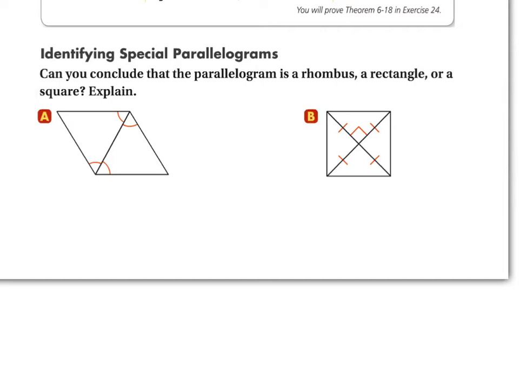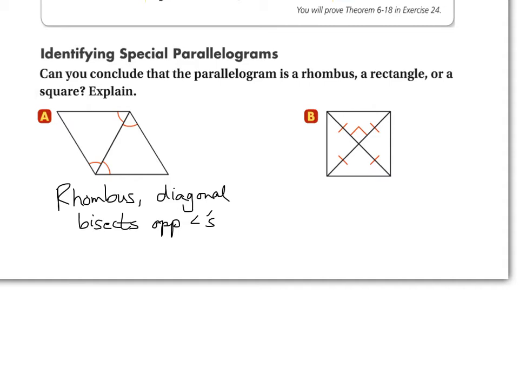So this first one, letter A, does happen to be a rhombus. What is the reason? It's because the one diagonal bisects the opposite angles. This diagonal right here bisects this angle, and it bisects this angle. So because the diagonal bisects the angles, we know that that's a rhombus.